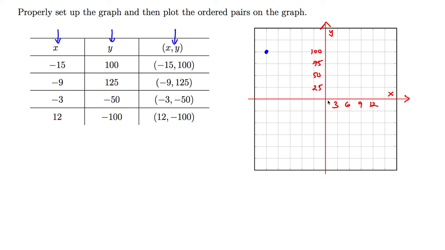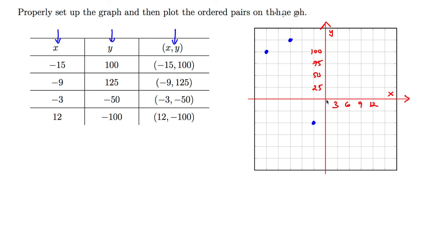-9, 125. I need to go to -9 on the x-axis, which is 3 tick marks to the left, and 125 is 5 tick marks up on the y-axis. -3, -50 would be 1 tick mark to the left and 2 tick marks down. So I have an x value of -3 and a y value of -50.